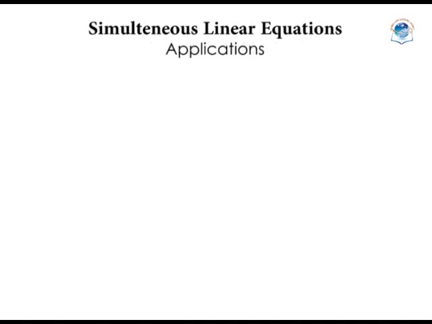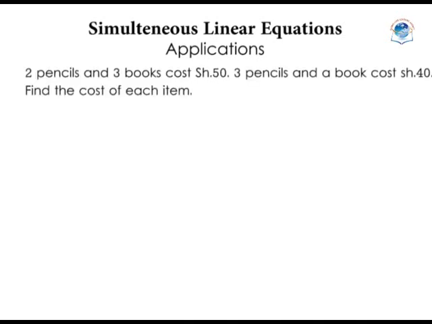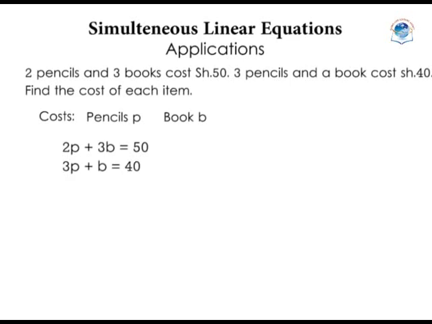Let's take an example. 2 pencils and a book cost 50 shillings. 3 pencils and a book cost 40 shillings. Find the cost of each item. So let the price of a pen be represented by P and that of a book be represented by B. So 2P plus 3B is equal to 50 and 3P plus B is equal to 40.